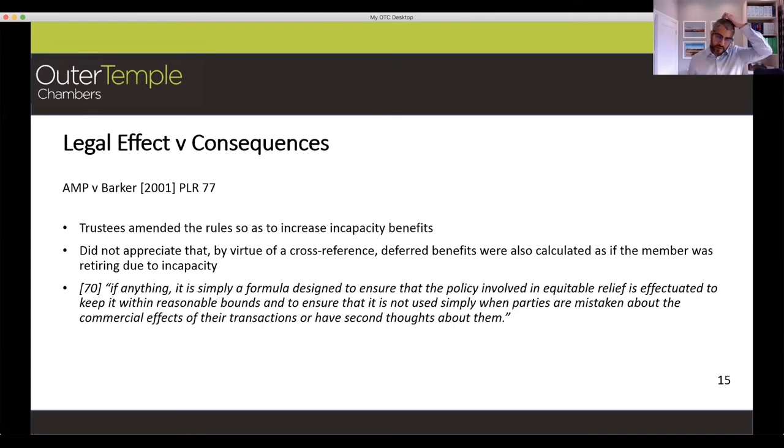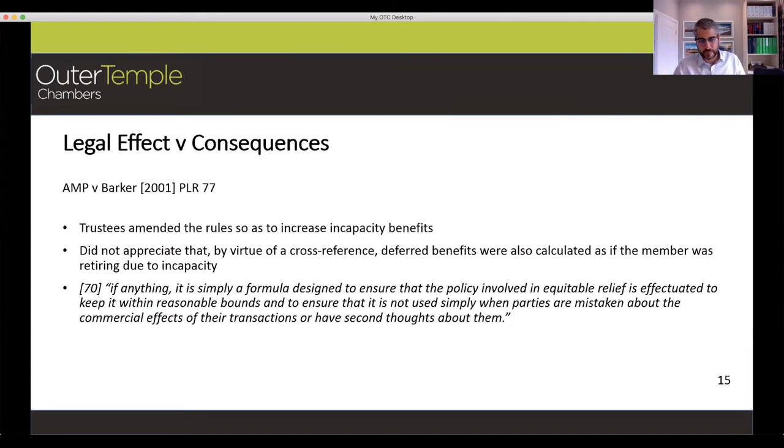We know that the argument was taken here because of another sort of by-the-way type remark, which pops up in the judgment. It is in paragraph 70, though it's not the bit on the slide. I'll just read it. Mr. Justice Lawrence Collins recording, and then these are his words, in the present case, counsel for the representative beneficiary ultimately accepted that if there was a mistake, it was a mistake as to legal effect and not merely as to consequences.